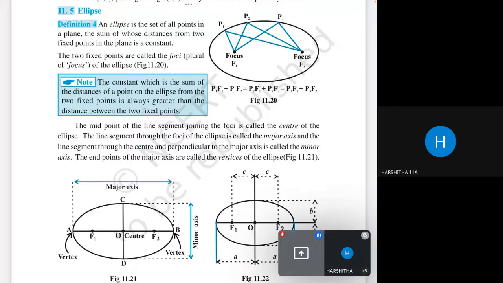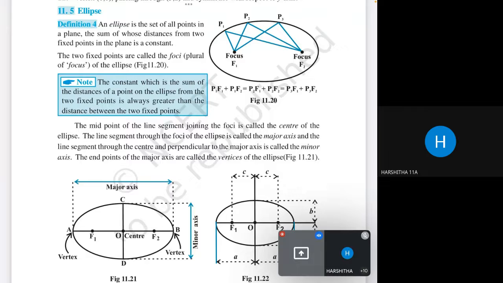Locus is nothing but a set of all the points, some collection of the points, which satisfies one condition or multiple conditions. In some books you may find the locus word, which is not used in your 11th and 12th classes, but you need to know what is meant by locus. Here you can say that ellipse is the locus of a point in the plane, the sum of whose distances from two fixed points in the plane is constant. Like that also you can define it. The two fixed points are called foci, plural of focus.